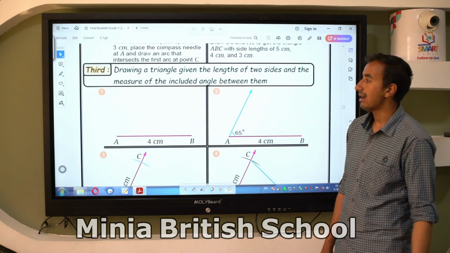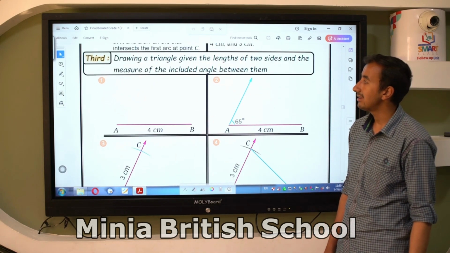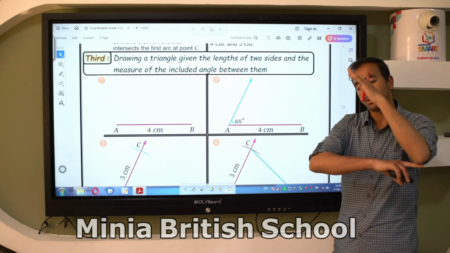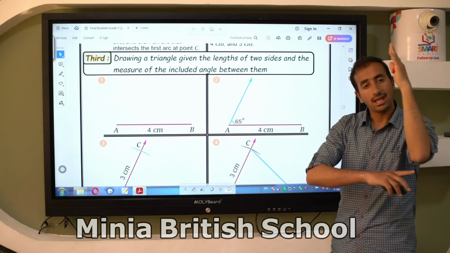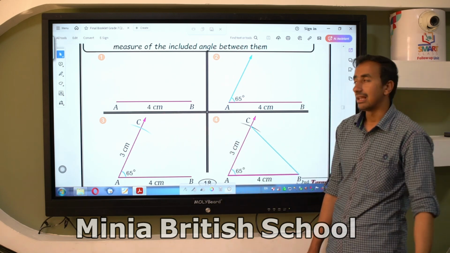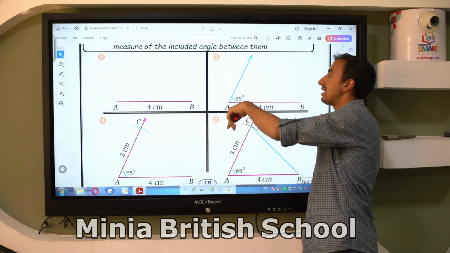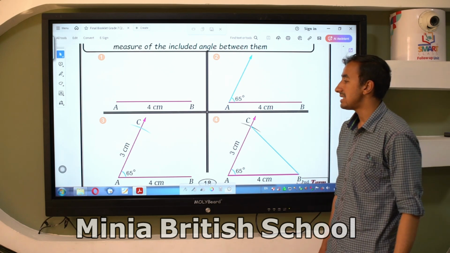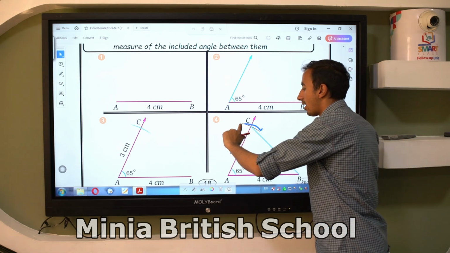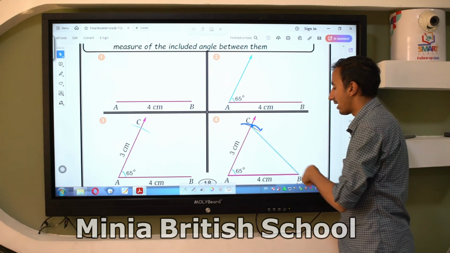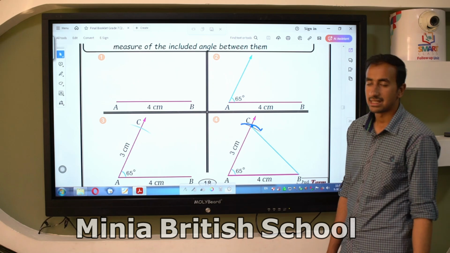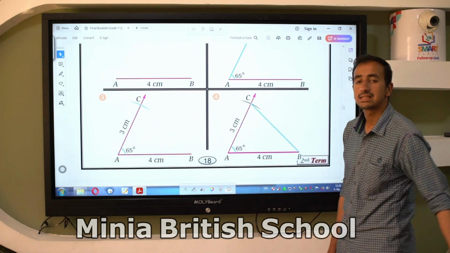We have another third, how to draw the triangle with given lengths of two sides and the measure of the included angle between them. I have these 2 sides and the included angle between them. We can write 4 cm as a given and make the angle 65 at A as a given, make the ray, and AC is called 3 cm. Open the compass 3 cm from A, make an arc. The arc intersects this ray, and you can join to the other point. So we have here 3 and 4, and between them 65 degrees. Okay? Yes, that's this triangle.